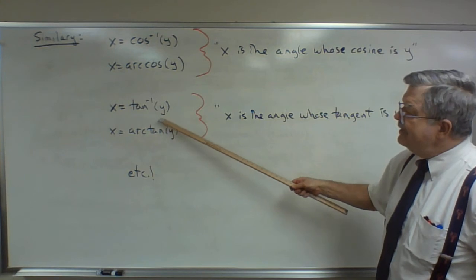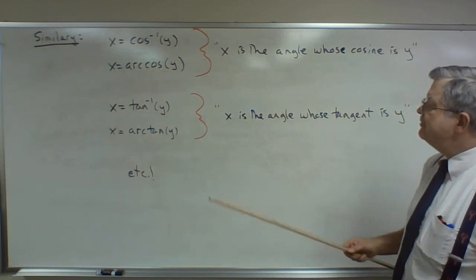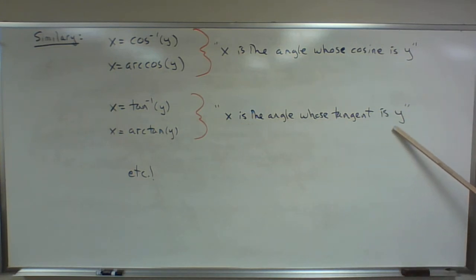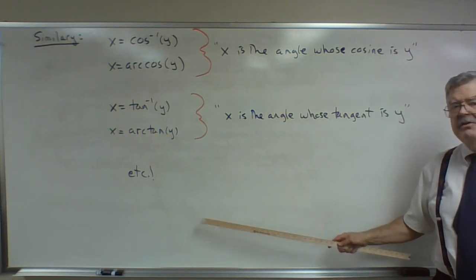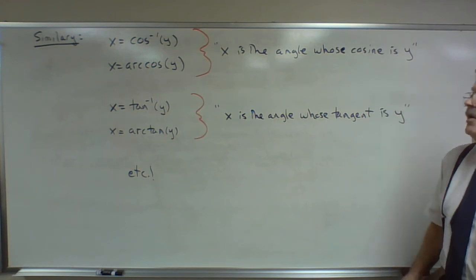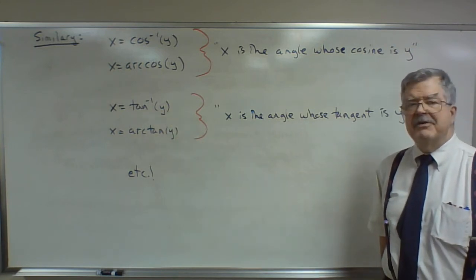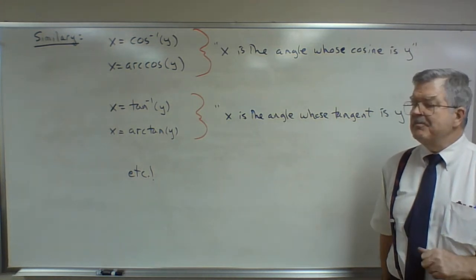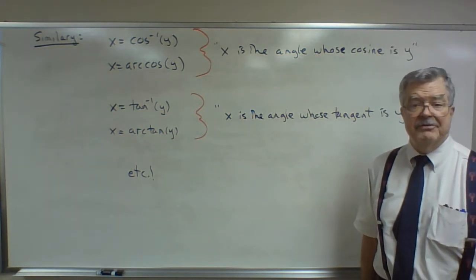X equals tan inverse of y, or x equals arctangent of y. We interpret that as x is the angle whose tangent is y. And analogously, we do the same thing with the other inverse trig functions. Looking at an equation this way is going to turn out to be very important in what we're about to do, and it's going to be very important later on in the semester when we do things like trigonometric substitution.